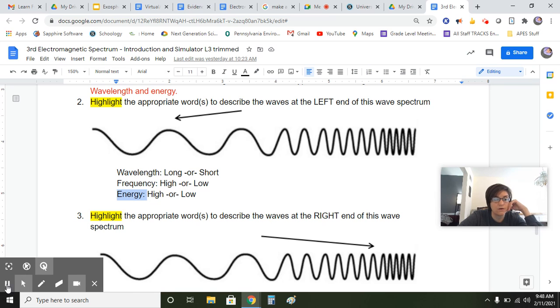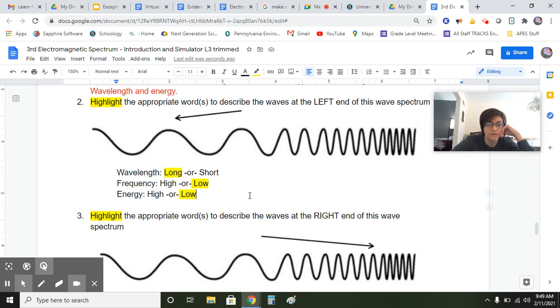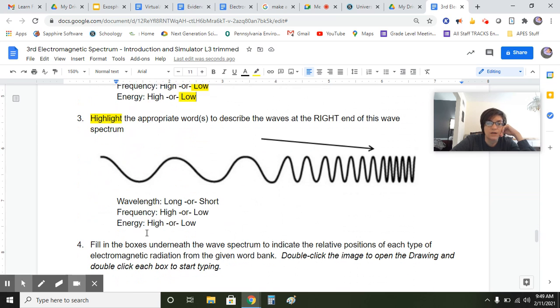Okay? So, play. All right, so because these waves are all stretched out, the wavelength is considered long. The frequency and the energy are considered low. It's low energy. There's not a lot of energy being put into this. Okay? We go down to the next one.